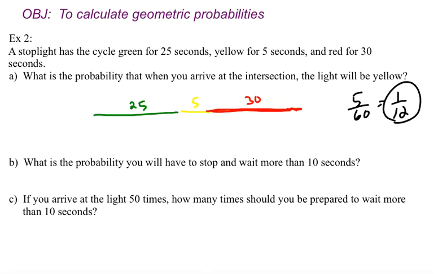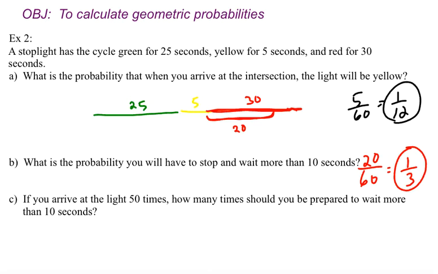Okay. Part B, what's the probability you have to stop and wait more than 10 seconds? And now you just said, oh dear. More than 10 seconds. So we're waiting in the red section, right? That's what red means, wait. So more than 10 seconds, you should have identified that this is 20 seconds of my 30 seconds of wait time. I'm waiting more than 10 seconds. So I got 20 out of 60. Notice that I did not change my denominator to 30 because I didn't know that I was waiting. I'm still considering the whole interval.